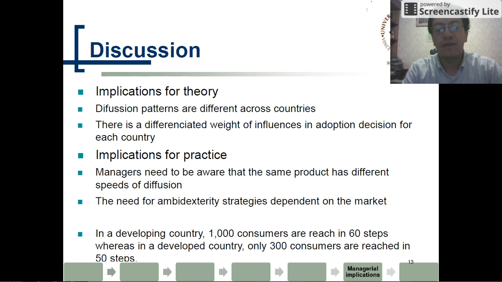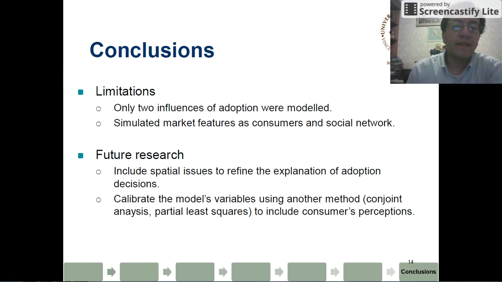And just about to finish my presentation, the limitations of this study. I only included two influences of adoption, but there are many other influences in the market, such as market characteristics or consumer psychographic features that may be involved in the adoption decisions. I also simulated some market features and I modeled consumers in a social network, but more experiments are needed to include many external influences on the adoption decisions.